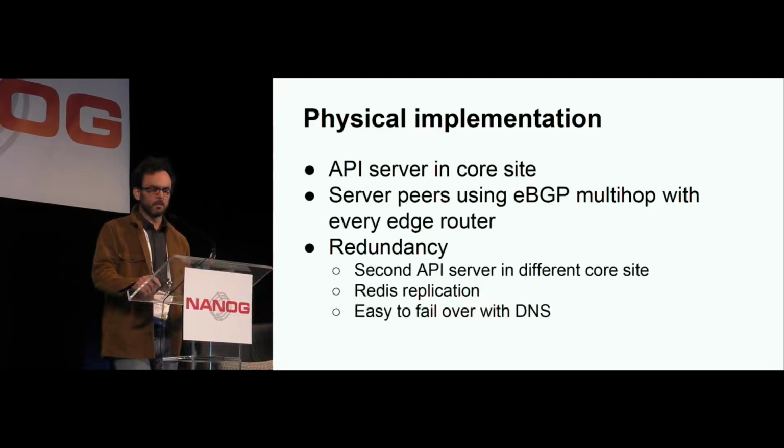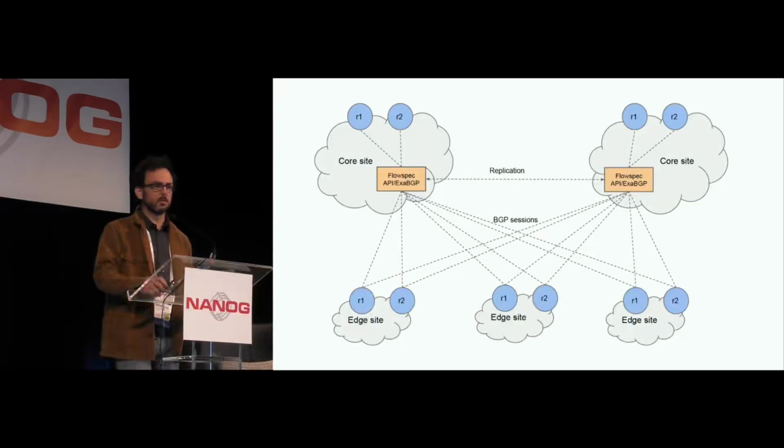And you can also do redundancy very easily by just placing the same thing in a different core site or a different part of your network, and use Redis replication to exchange the data, and just peer with the other one at the same time from every router, and it would look something like that, right? Very simple.